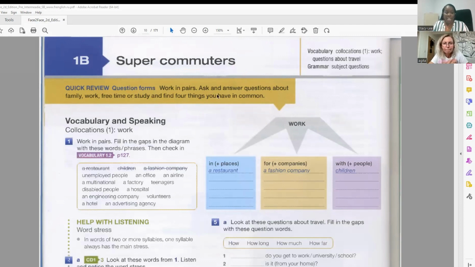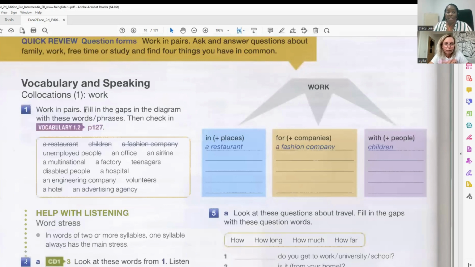All right, so let's focus on our vocabulary first. We're going to practice some pronunciation. So I want you to read for me. Unemployed. Unemployed. All right, close. Unemployed people. Unemployed people. Very good. What does unemployed mean?